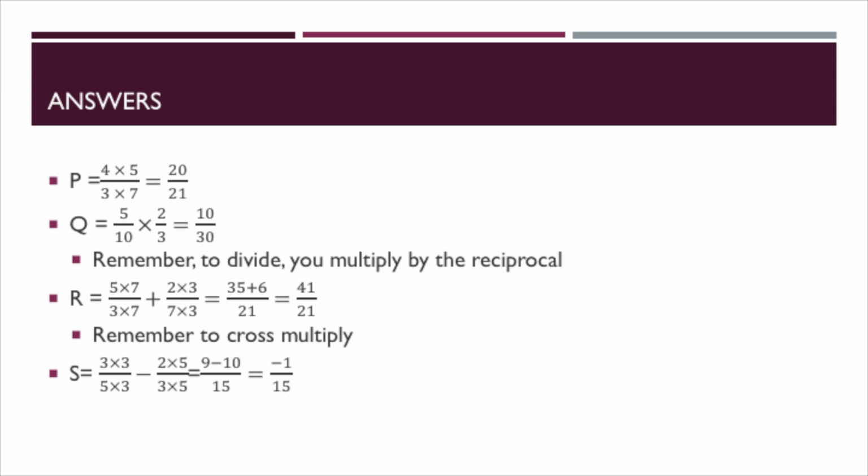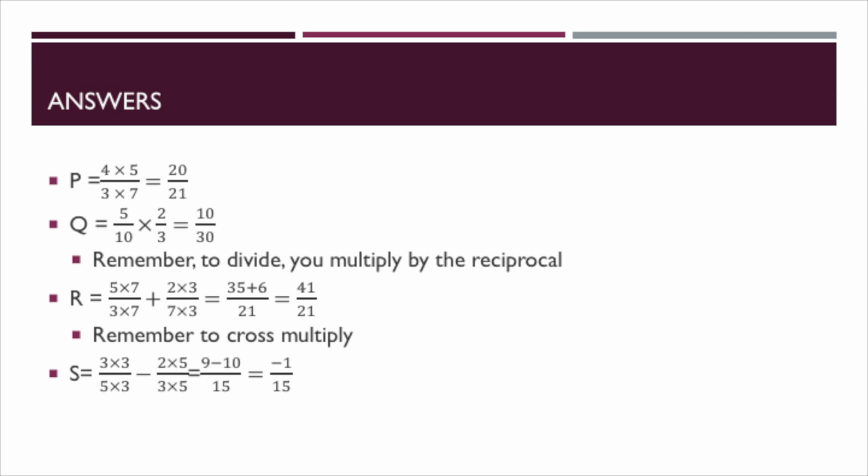Now when adding, this is question 3, R, we have to find a common denominator. Now in this one we had 3 and 7, obviously those don't match up, so we're going to multiply the first fraction by 7 over 7, remember that's the value 1, and the second fraction by 3 over 3, which is also 1. So in that case we get 5 times 7 over 3 times 7, which is 21, plus 2 times 3 over 7 times 3, which is 6 over 21, which means we have 35 plus 6 over 21, which is 41 over 21.